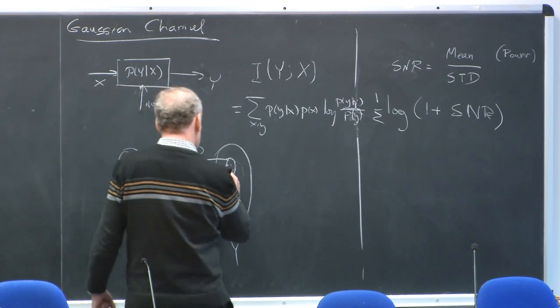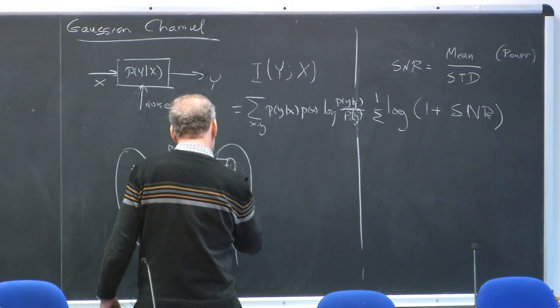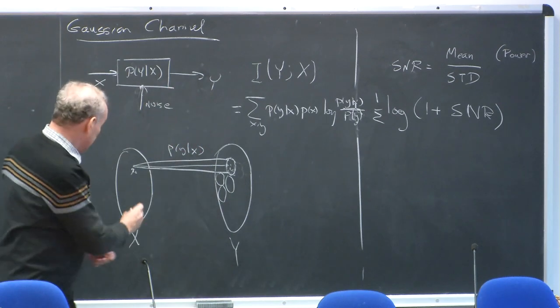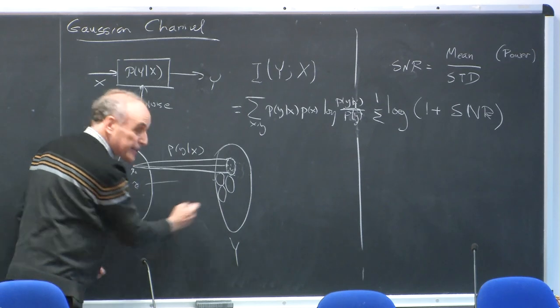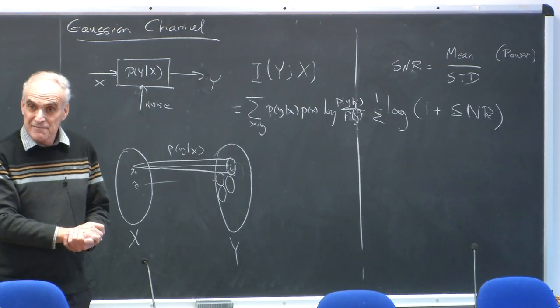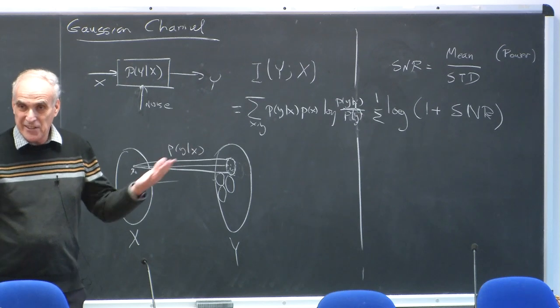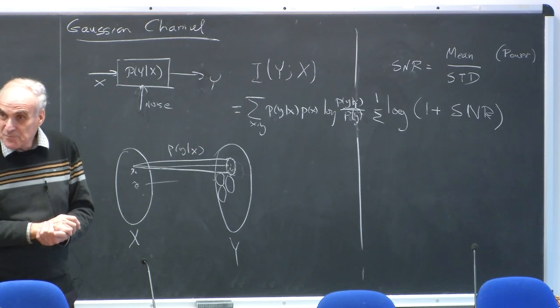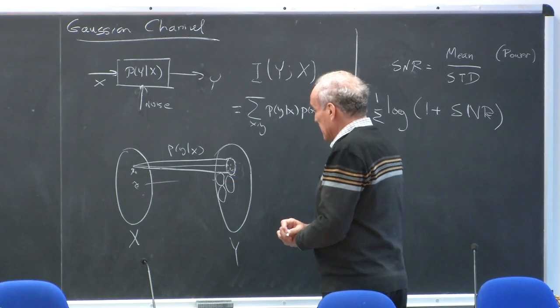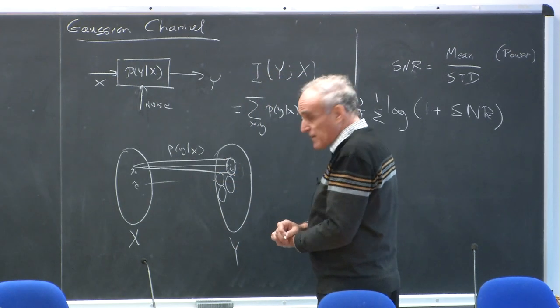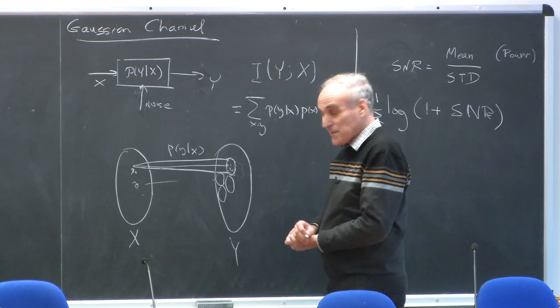I need to put here as many spheres as I can without overlapping. And then I know exactly how many x's I can actually broadcast without mistakes. So that's really the main idea of channel coding. Separate them. Now if you just look at how many spheres I can pack here without overlapping.